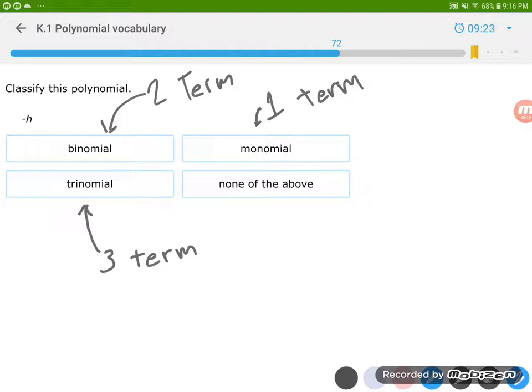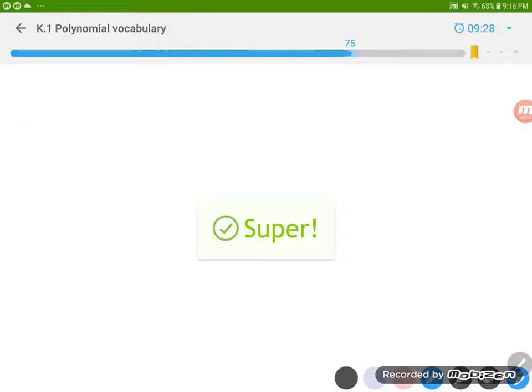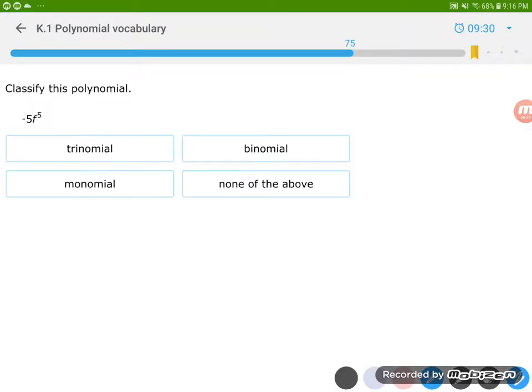So we see that negative h is our polynomial, and there's only one term in that, which means it's a monomial. Okay, they're really making this one easy. Notice again, we're looking for the number of terms, not the degree. This would be a degree 5, but as far as the number of terms, there is only one term in here. Just one variable with a unique power, so that means there is only one term, or a monomial. So this would be a monomial.